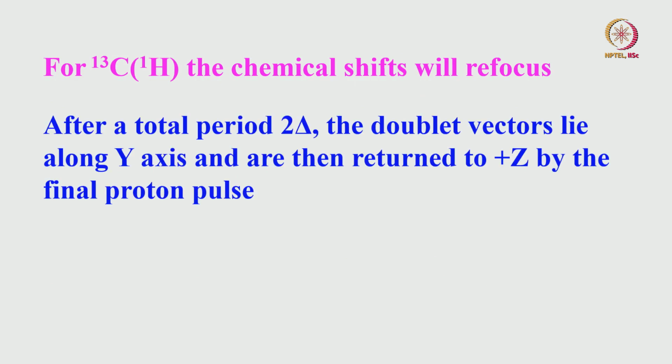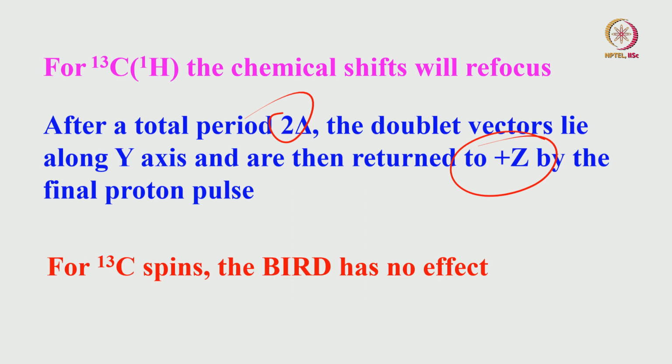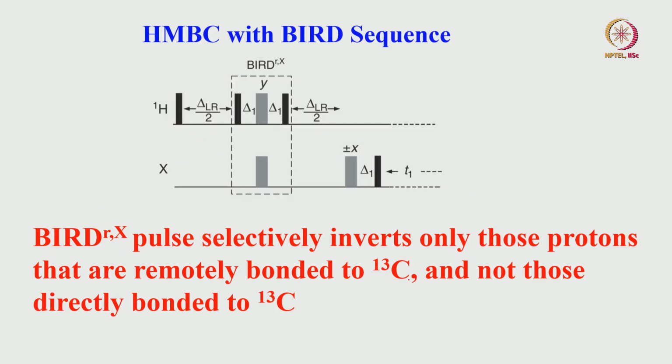For carbon 13, the chemical shift will refocus, and after a 2 delta period we saw the doublet vectors, which were along the y axis for the carbon 13 attached protons, return to the z axis, and this is going to be detected by the final proton pulse. So for carbon 13 spin, BIRD has no effect. That is what you should remember. And this is the HMBC sequence with BIRD.